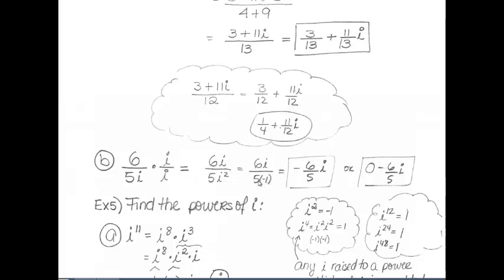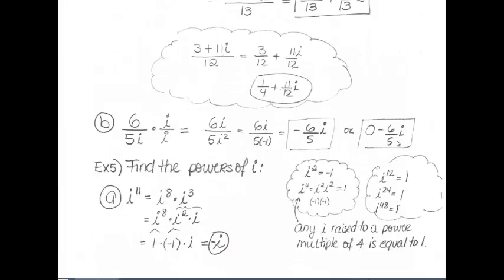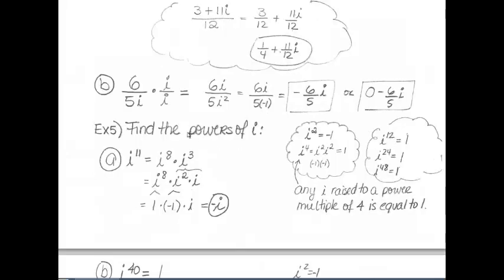So that means this becomes negative 5, and 6 divided by negative 5 is negative 6/5 i. You can leave your answer like that, or you can put a 0 in front, so that it would follow this format right there: a number plus or minus a number times i. And that's what we have here, a number minus a number times i. Okay? Alright, so let's go on to example number 5.